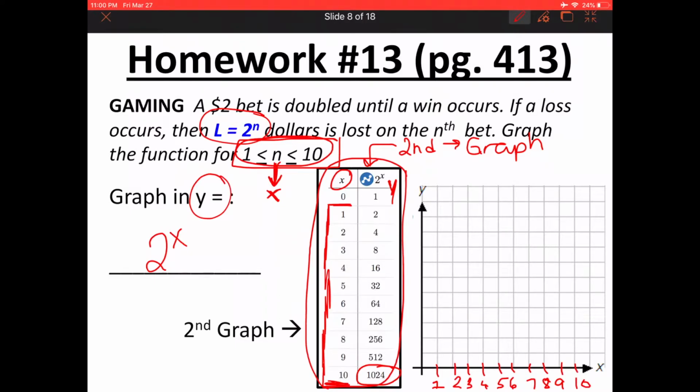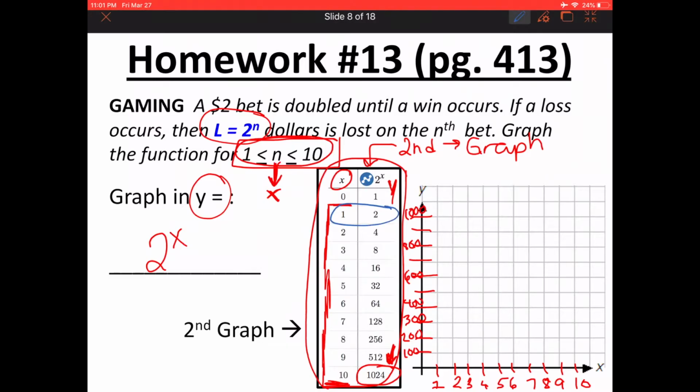But on my y-axis, I don't want my scale to be ones, because if my scale is ones, I'm never going to get to 1024. So I'm going to make my scale hundreds. So I'm going to have 100, 200, 300, 400, 500, I'll go to 600, 800, and then 1,000. So notice that you can have different scales on your x and on your y. You're allowed to do that.